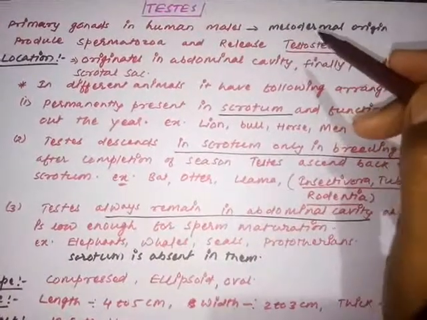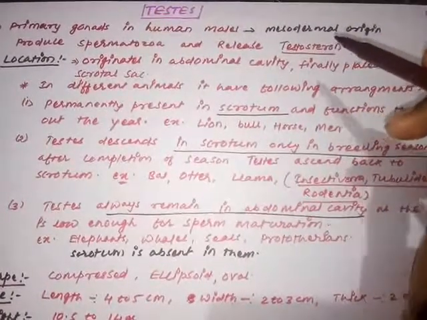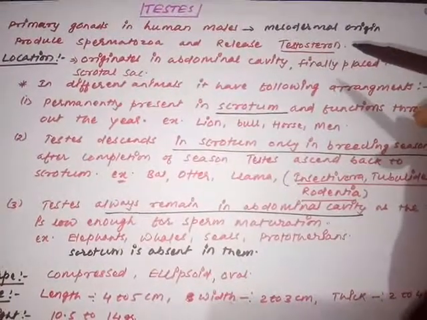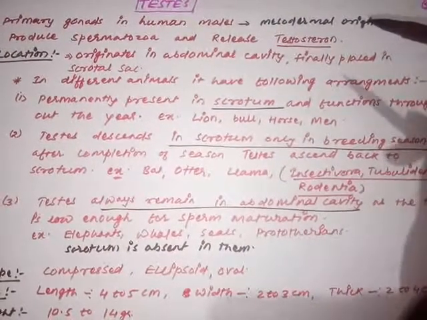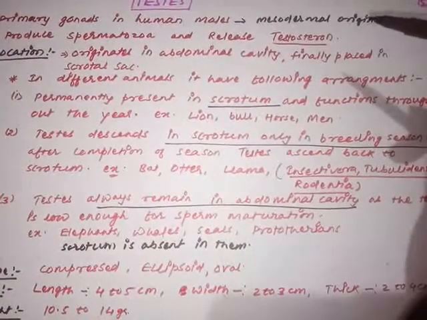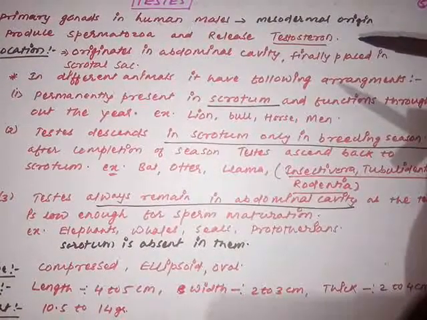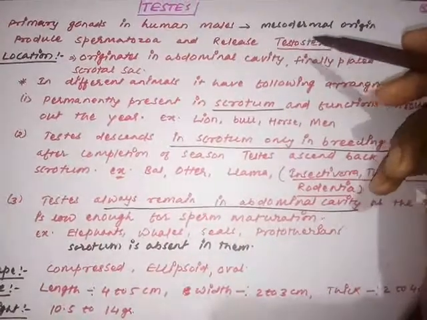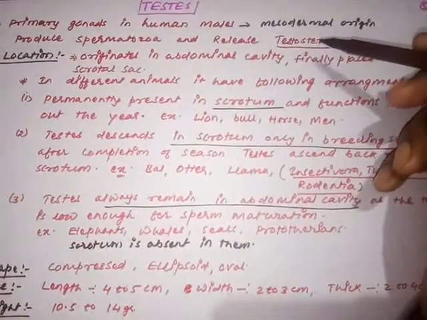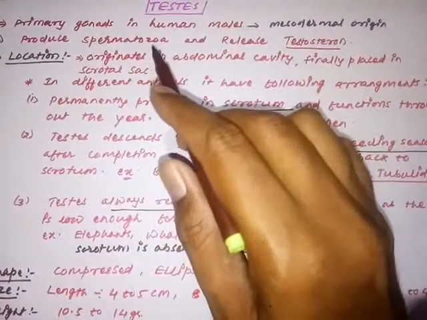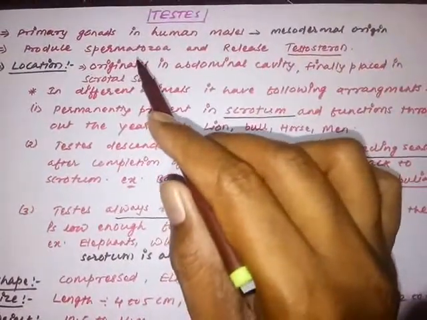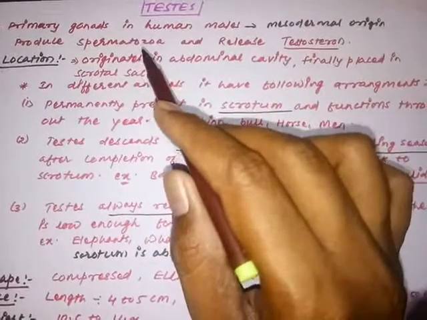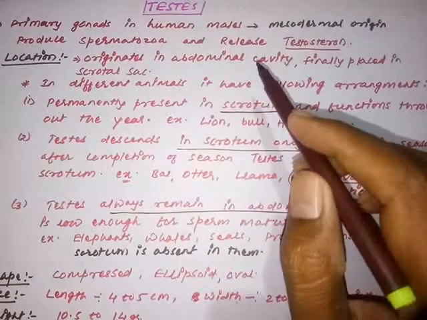One very important point, yesterday we discussed that the testis and ovary both are mesodermal in origin, and both originate in the abdominal cavity, and at the time of maturation, at the time of requirement, they move downward. So here the testis is once again of mesodermal origin. I'm going to revise once again: the testis is the primary gonad in the human male, which is mesodermal in origin. And why is this the primary gonad? Because it is responsible for the production of spermatozoa, and for the release of testosterone.